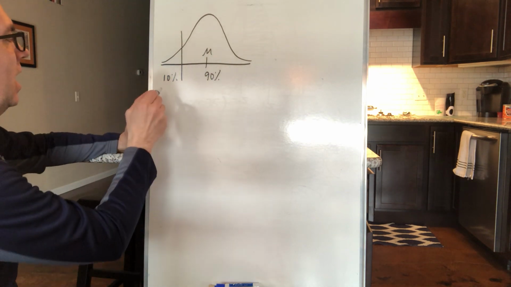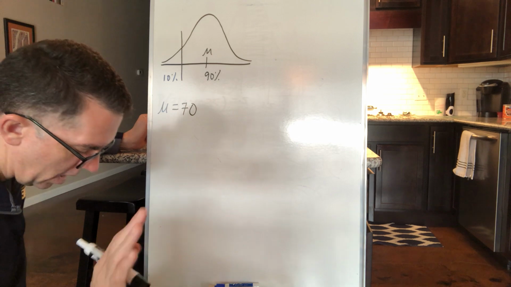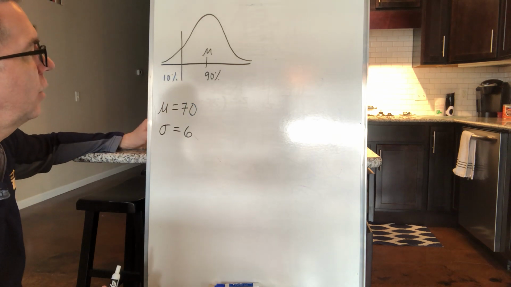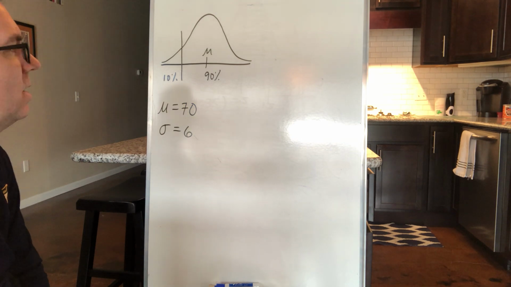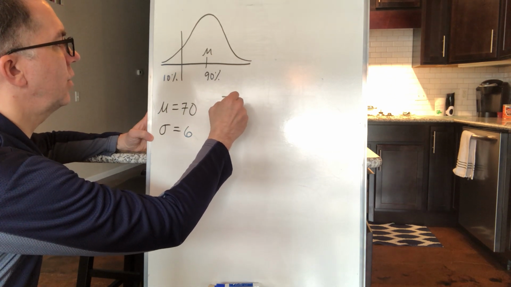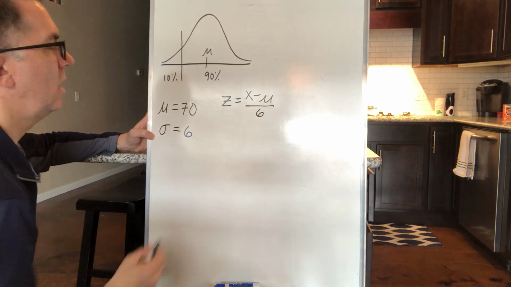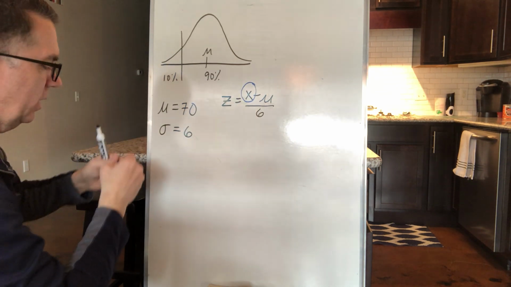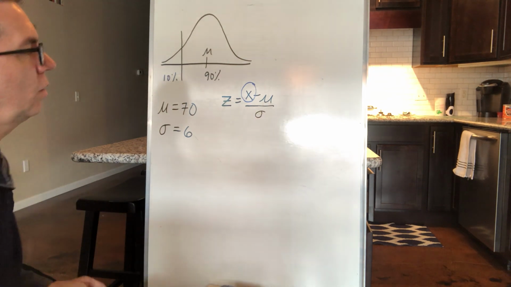All right, so here's what we know about our class. We know that in my class, we'll say the average ended up being a 70. Yours will be much higher. And our standard deviation for that class is a 6. So the question is, what score divides the bottom 10% of the class? So we're going to do a z-score again. Remember, z equals our observation minus mu over sigma. Whoops, I put a 6. I want to put a sigma in that spot.